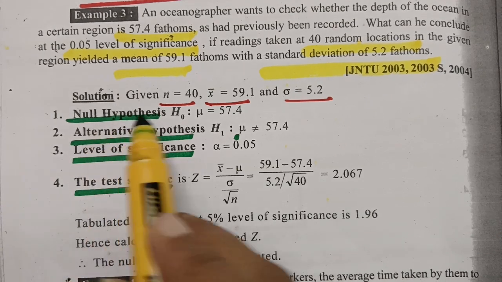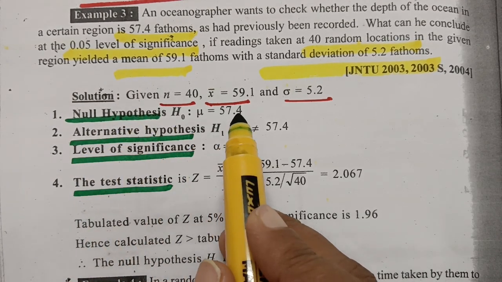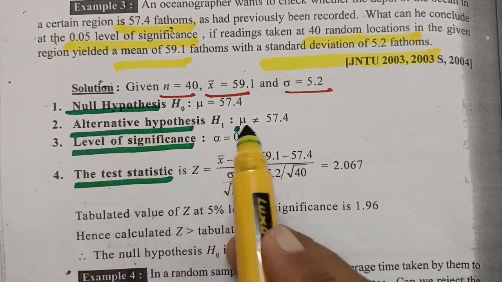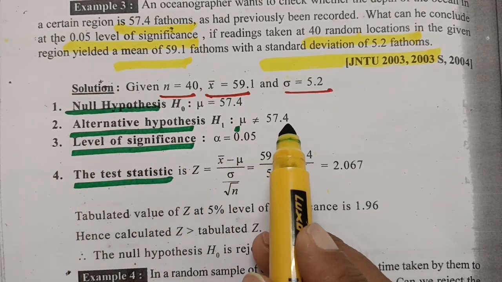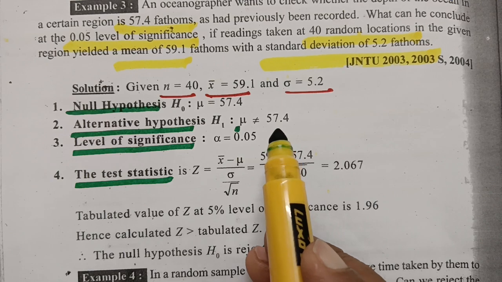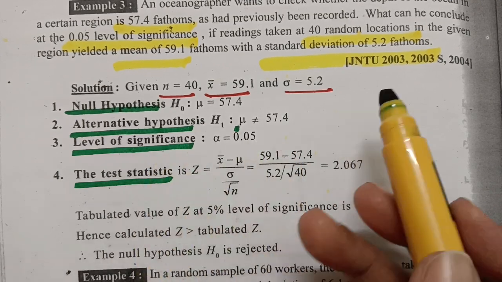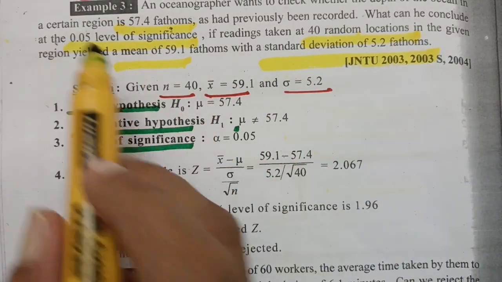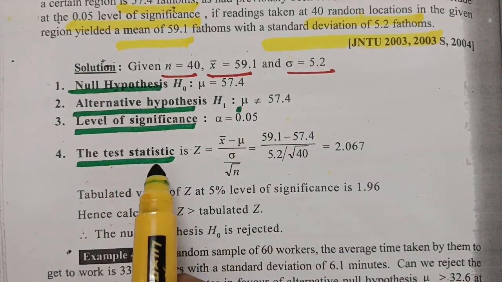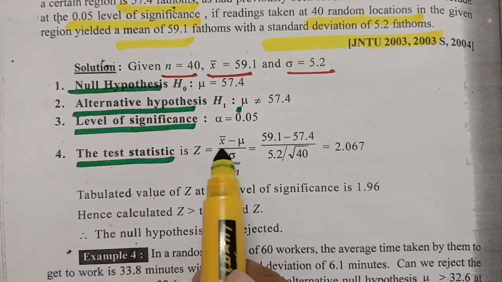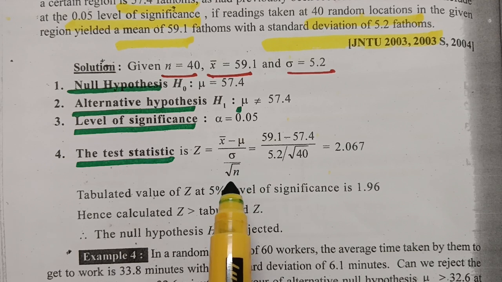First one is the null hypothesis: mu is equal to 57.4. Alternate hypothesis: mu not equal to 57.4. We have to take an alternate statement. Level of significance here is already given as 0.05. And the test statistic: here x bar is given, mu is given, sigma is given, n is given.